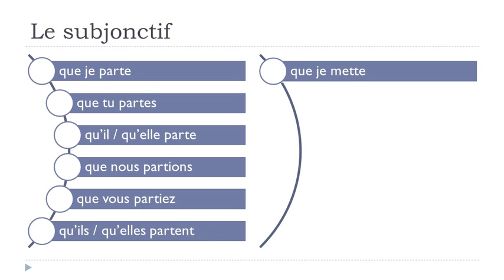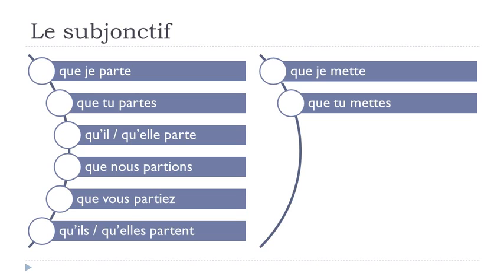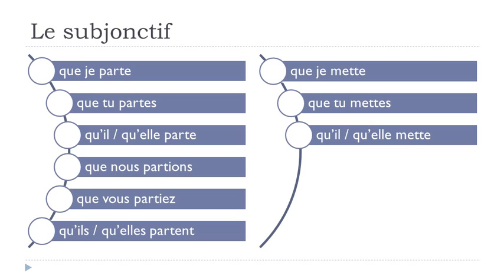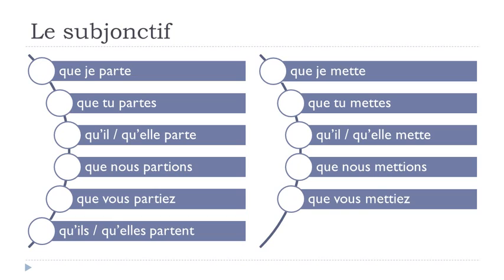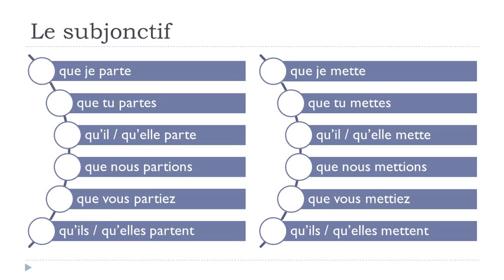Let's take another example. The verb mettre, to put, que je mette, que tu mettes, qu'ils mettent, qu'elles mettent, que nous mettions, que vous mettiez, qu'ils mettent, qu'elles mettent. So you can see that for these verbs, it's exactly the same thing. So actually, the first part will stay the same. You just need to put the endings according to what we saw previously. So es, ions, iez, ent.